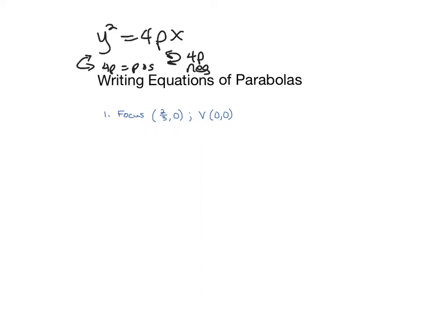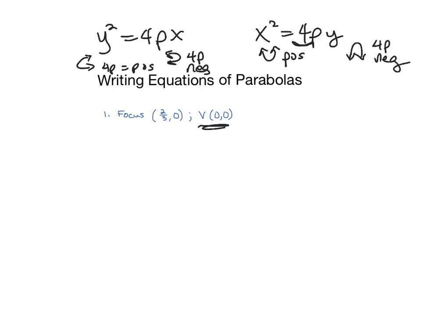Then the other option we have when the vertex is at 0, 0 at the origin is x squared equals 4py. The non-squared variable this time will be the y. And again, this time our parabola goes up and down. So when it looks like the U, remember your 4p value will be positive. And when it looks like the upside down U, the 4p value is going to be negative. So let's go ahead and graph our given information so we can figure out which one of these we're going to be using.